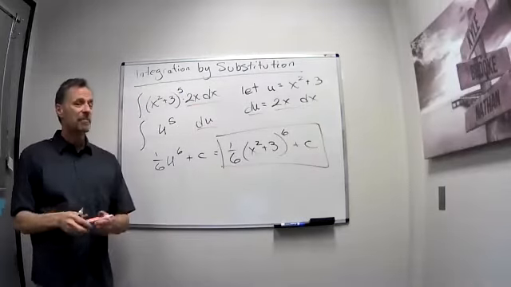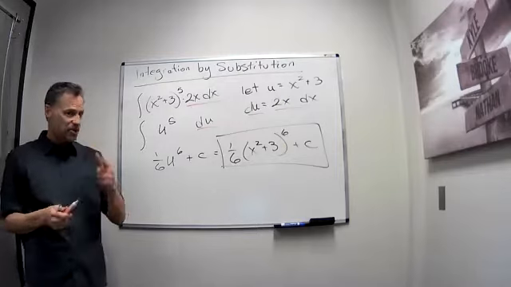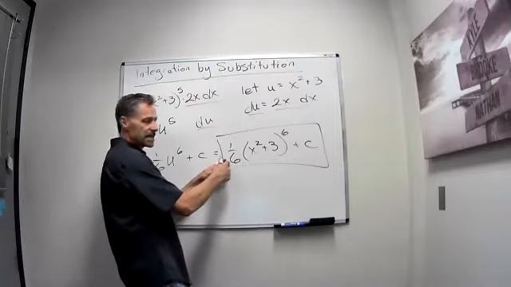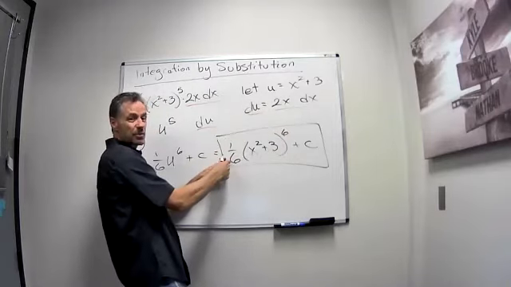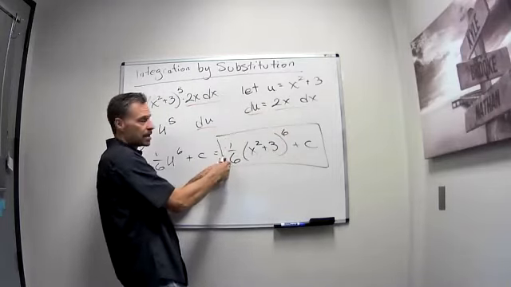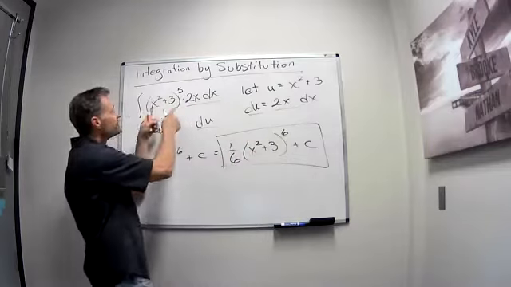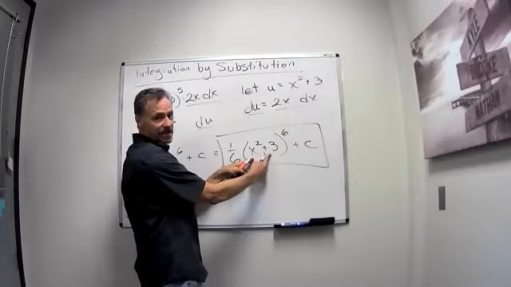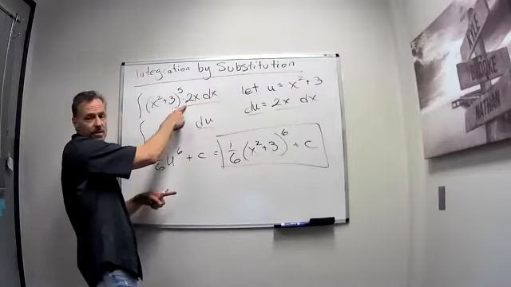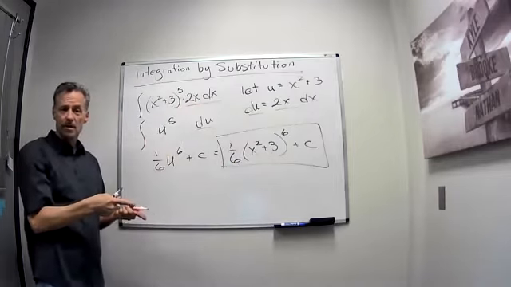Remember, we can always check by taking the derivative. And think, if I took the derivative, I'd keep the 1/6 constant multiple, but I'd bring down this 6 times the 1/6, it's going to cancel out. Times x squared plus 3 to the 5th. And then the chain rule says times the derivative of the inside, times 2x. Well, there it is. So that's the correct answer.